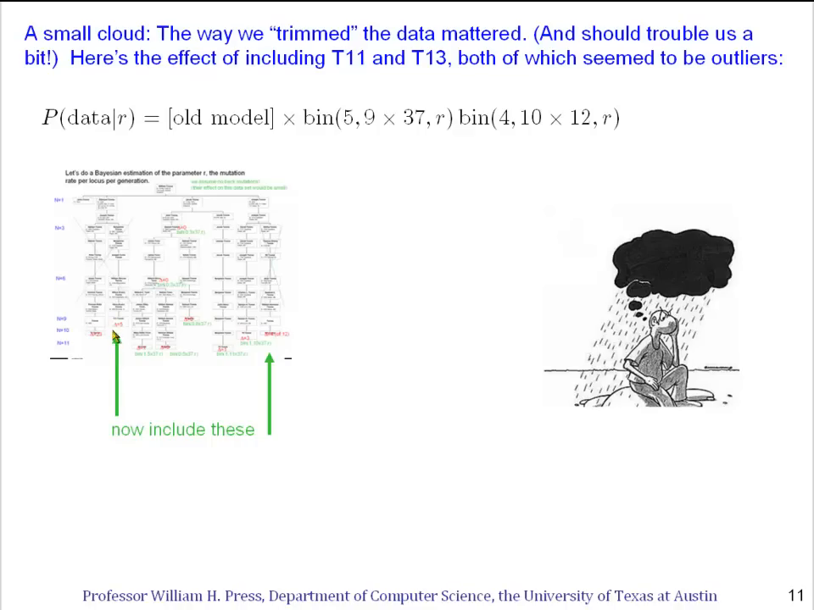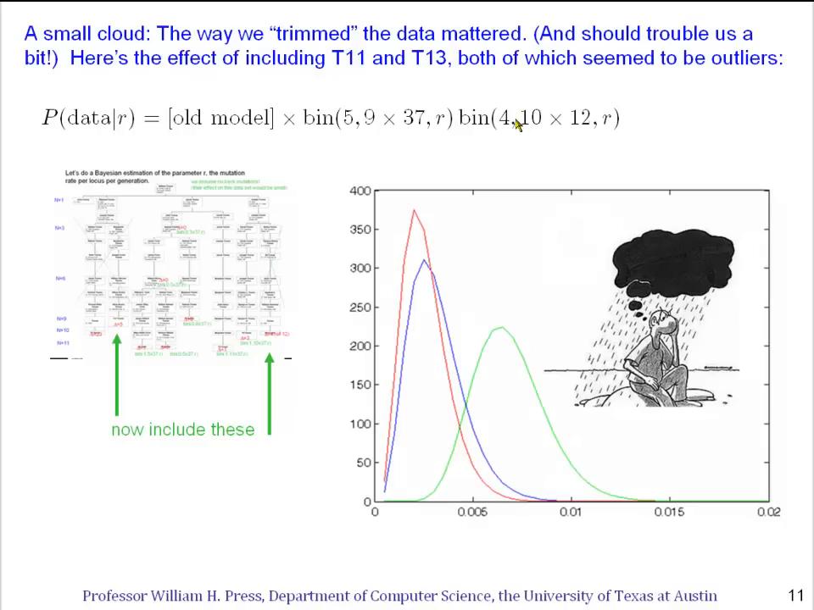What happens if we add back the 2 that maybe you might have thought I shouldn't have deleted? I'm not going to add back this guy who had just some huge number of mutations. I forget his number now. Was that T2? But I am going to include these 2, and that model will be the old model times 2 extra binomial terms. And that gives this result, the green result, which you see is really different.